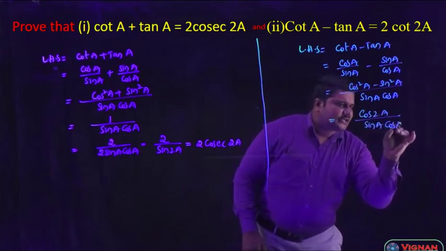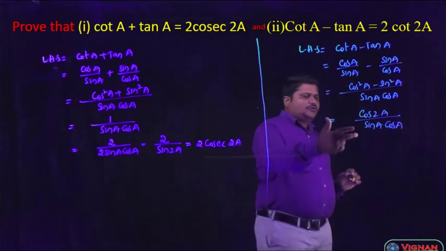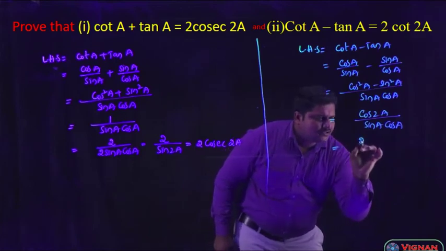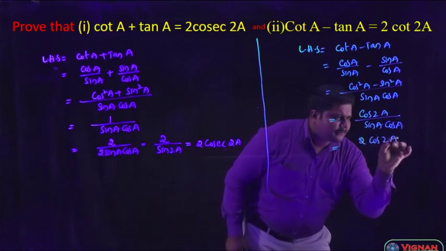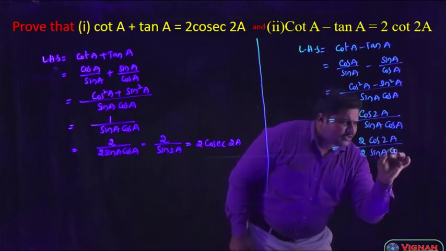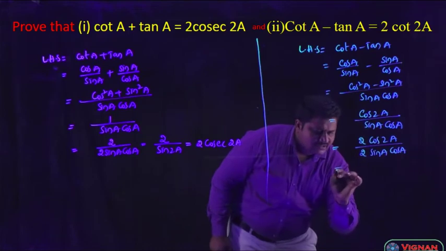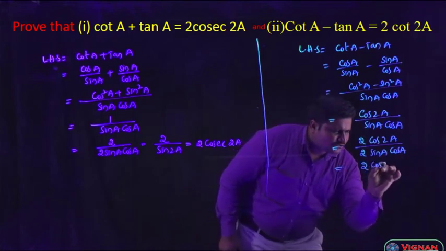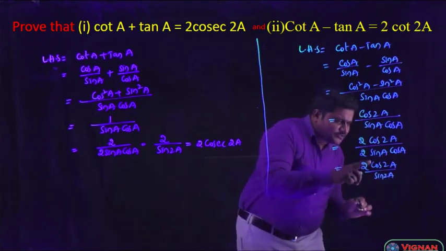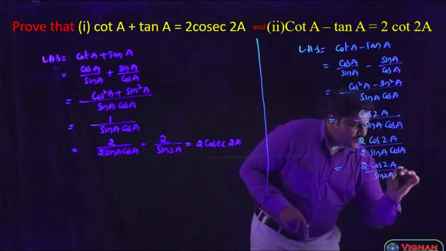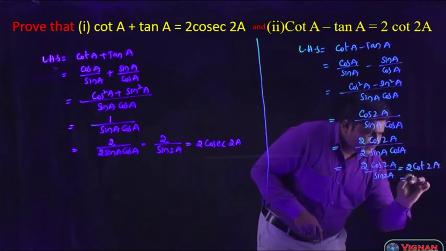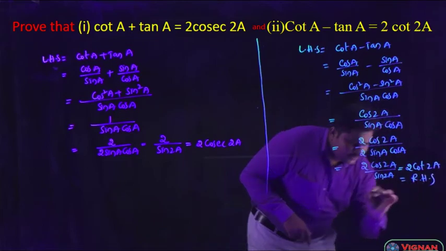Here also we have to multiply and divide with 2. So we can get 2 cos 2A by 2 sin A cos A. 2 sin A cos A means sin 2A. So 2 cos 2A by sin 2A. Cos 2A by sin 2A is equal to cot 2A. So we get 2 cot 2A. It is RHS. Hence proved.